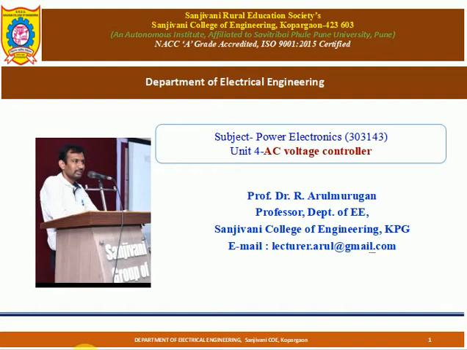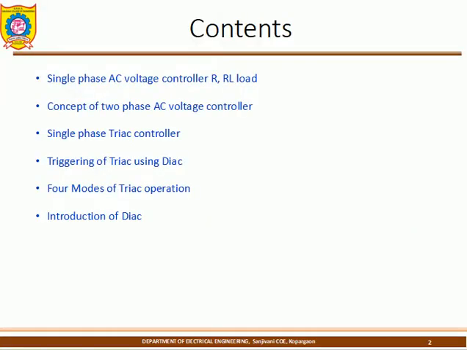One more converter is there, called a cycloconverter. A cycloconverter can also give a variable frequency. So don't get confused here. In the AC voltage controller, only the output voltage is varied, not the frequency.